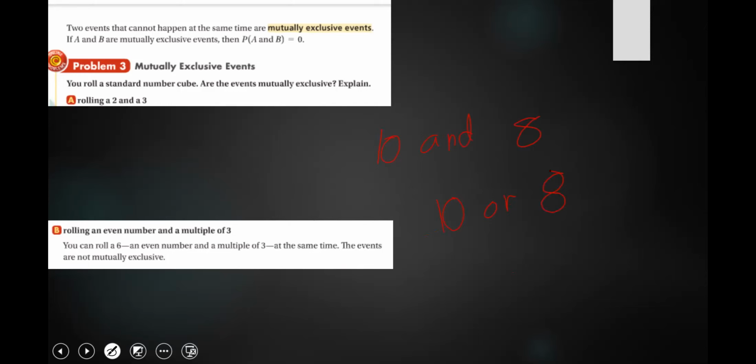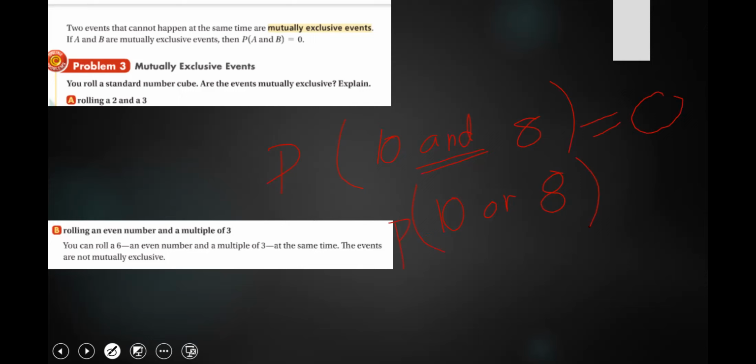To be or not to be. Since I cannot be at grade 10 and at grade 8 at the same time, I will say that the probability of being at grade 10 and being at grade 8 at the same time will be 0. It's impossible. But I can be at grade 10 or at grade 8.